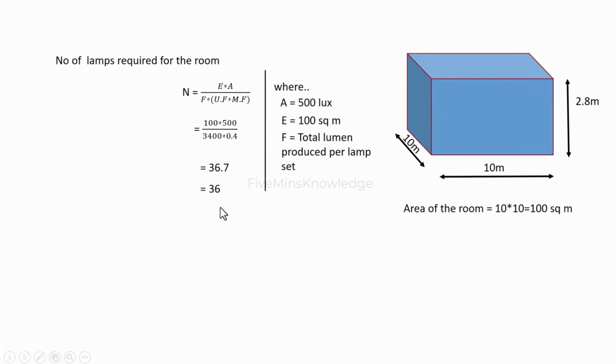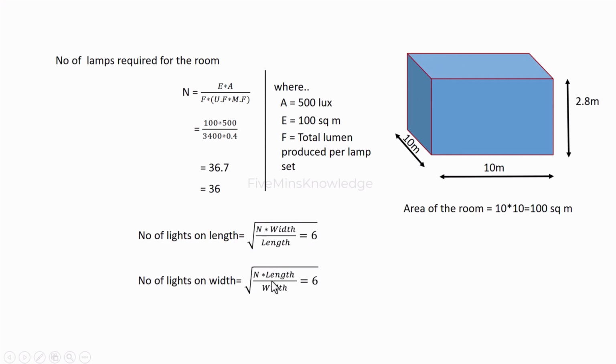But how will you install this? That means how many lights will be in this direction and how many lights will be in this direction. For that we have a formula also, and that is number of lights on length, means in this direction, will be n. N is the total number of lights into width by length, that will be 6. And the number of lights on the width will be the same formula, but length will be on the upside and the width will be on the outside, and the value will come 6 into 6. So far we have got the 500 lux required for this lighting for this room to illuminate, and the 6 lights will be on this side and 6 on this side.